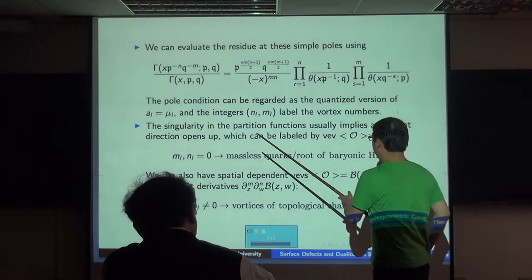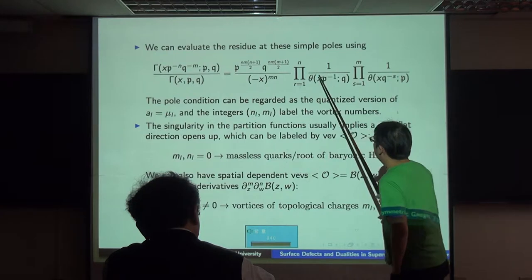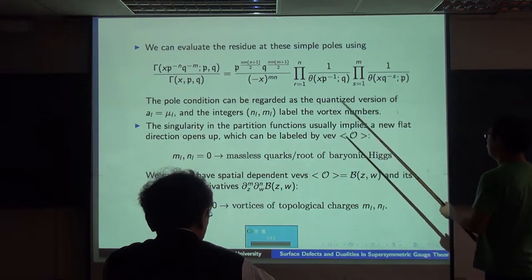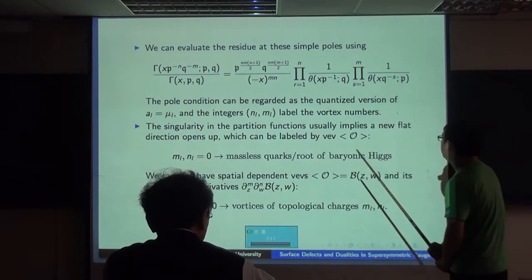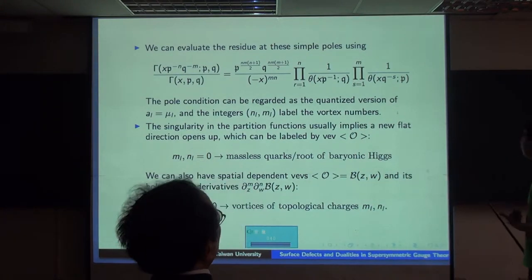Well, so let's finish your calculation first. So we can use this residual formula that is reduced. The residuals are really given by the theta function. All right, so what are those really physical interpretations for the poles?